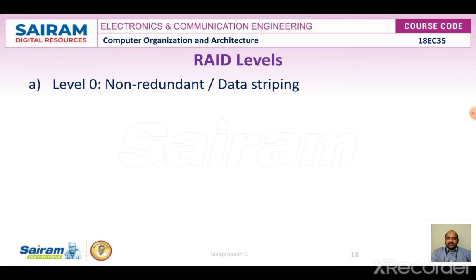Level 0 is non-redundant data striping, or simply data striping. Here the data striping is used to exploit parallelism, but no redundant data is stored. It has the best write performance, because no redundant data needs to be stored, but not the best performance on read, because there is no choice as to where to get the data, as there is in level 1, which is called mirroring or shadowing.